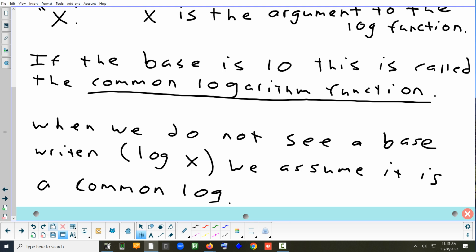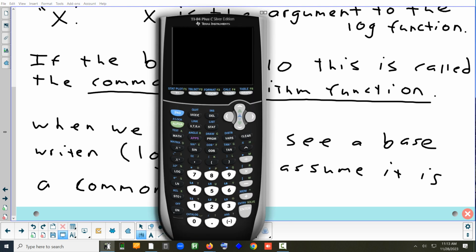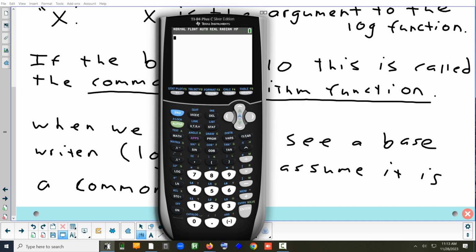And let me show you where the button is for common log on the calculator. So if you wanted to find the log of 12, the log button is right next to the 7. So you press log, type in 12, and hit enter. And you get 1.079.